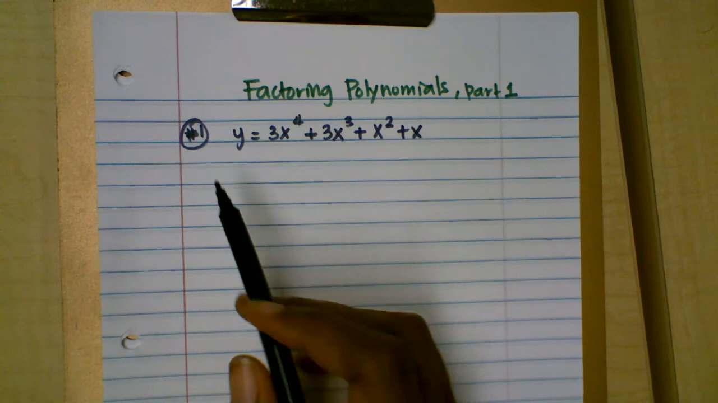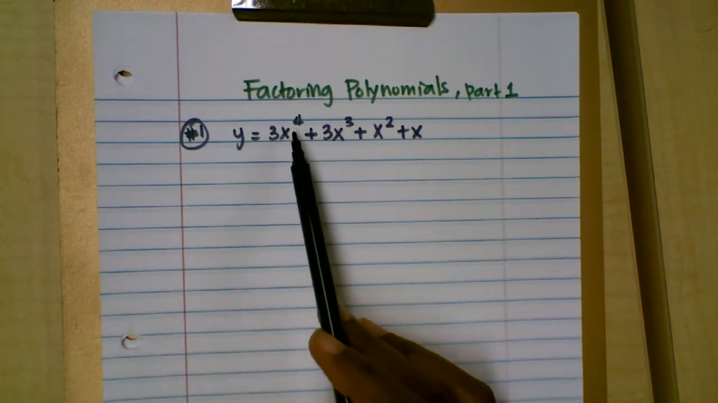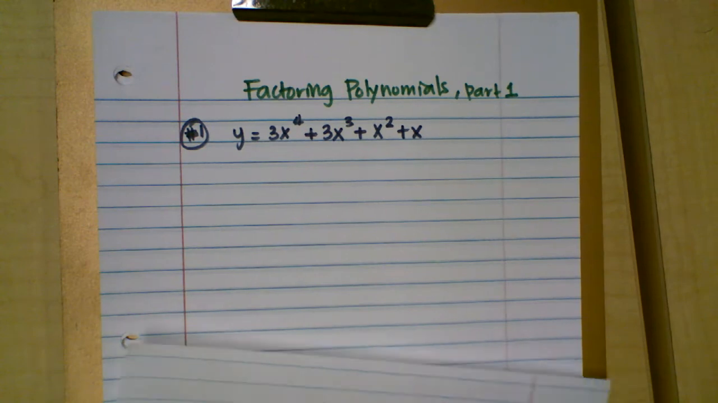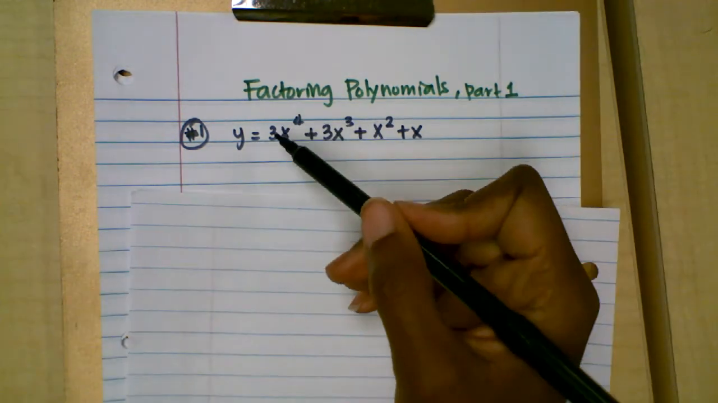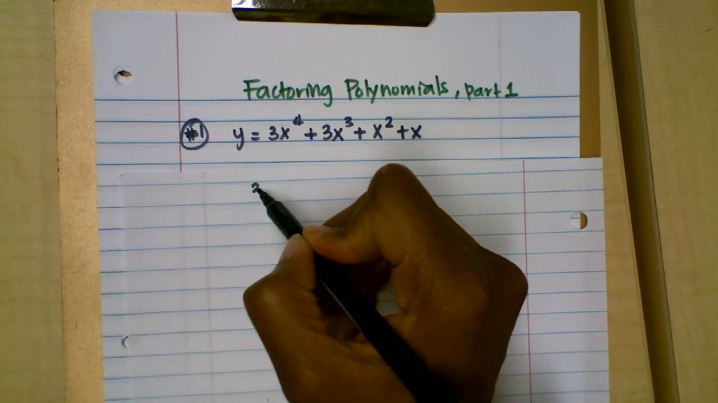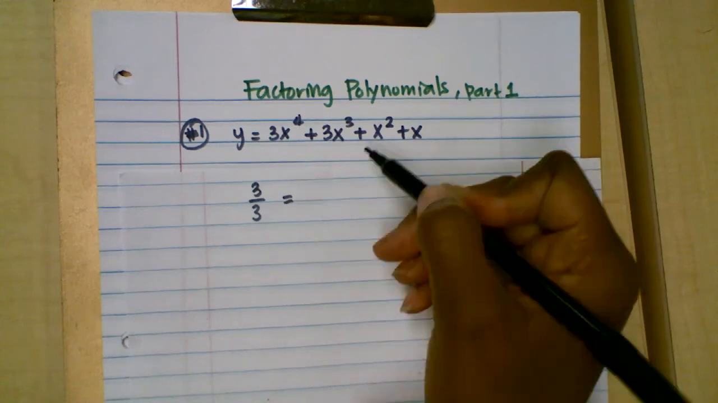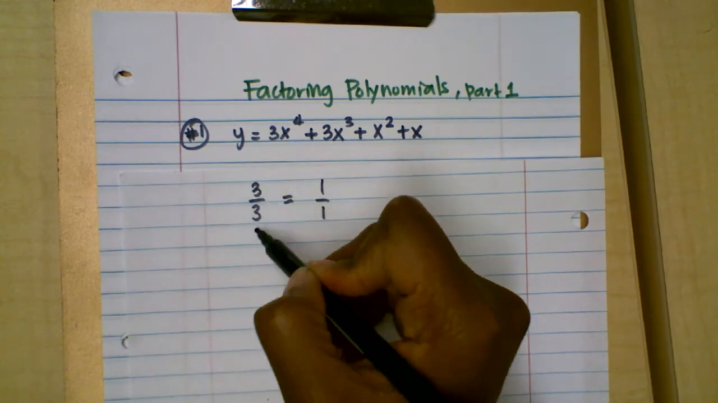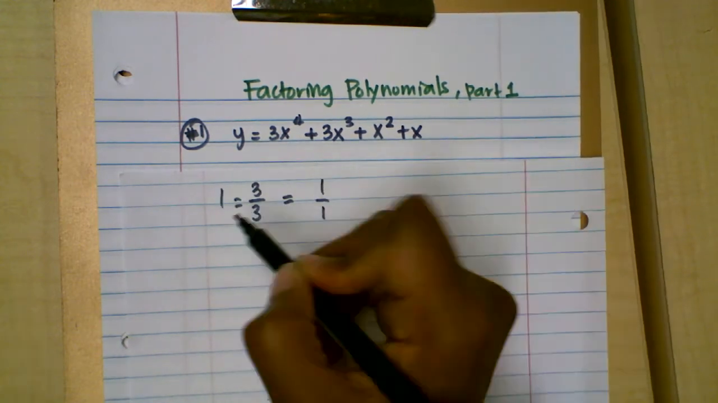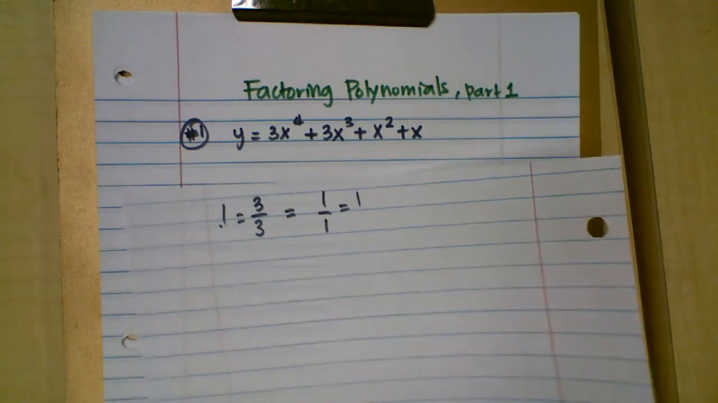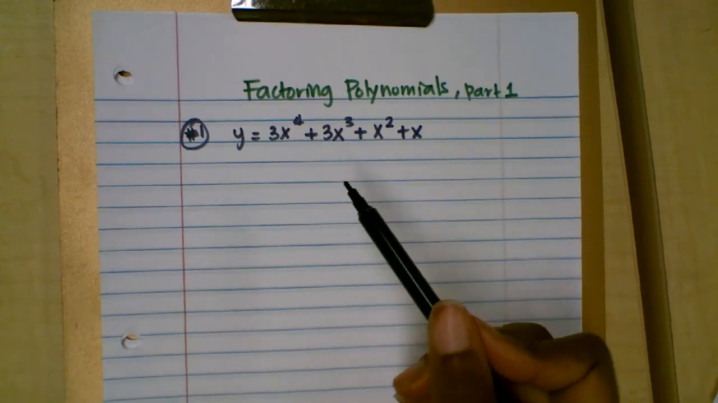Okay, so the first example here, you have a polynomial of degree 4 made out of 4 terms. What we notice with that polynomial is that the ratio of the first two coefficients, which is 3 over 3, is equal to the ratio of the last two coefficients, which is 1 over 1. Because 3 divided by 3 simplifies to 1, and 1 over 1 is 1. So both sides are the same ratio, so we can either factor by grouping or by using the box method.